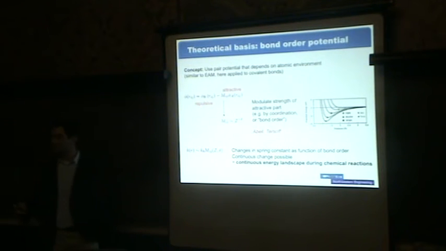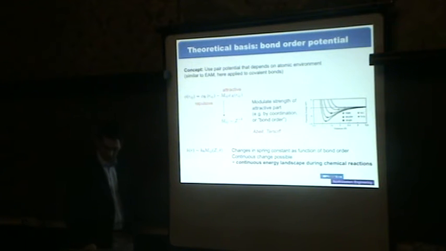The basis of these potentials is basically a bond order description. You have a pair potential that depends on the atomic environment. So it's similar to the embedded atom method, but here applied more to the covalent bonds. This is called the bond order idea: the strength of the bond changes as you change the chemical environment, and this has to be a continuous transition.